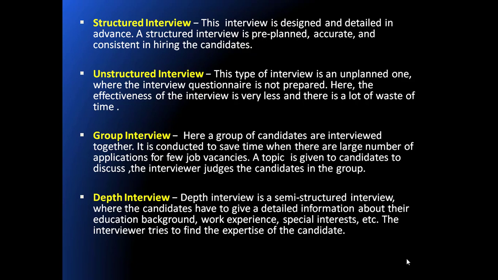Then comes the depth interview. The depth interview is a semi-structured interview where the candidate has to give detailed information about his educational background, work experience, special interests, etc. So the interviewer tries to find the expertise of the candidate. The candidate is allowed to speak about himself in depth, so that the candidate gives each and every piece of information about himself and the hiring manager gets to know how well a candidate can present himself and what his expertise is, right?